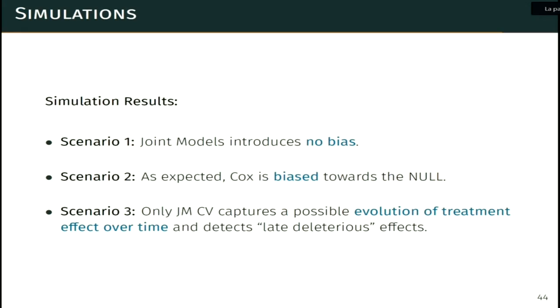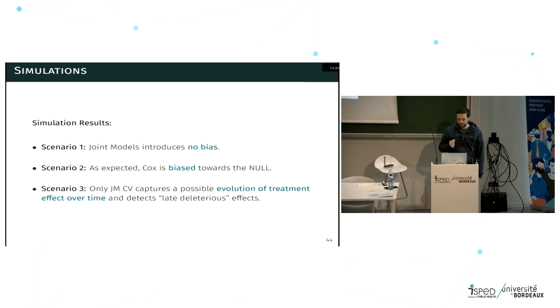So to conclude on the simulations, the first scenario just showed that joint models introduce no bias. The second scenario shows that, as expected, the COX model is biased towards the null. And the last one shows that with the joint model with current value, we capture a possible evolution of treatment effect over time, and we can detect those late deleterious effects.